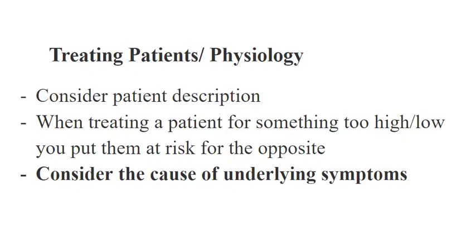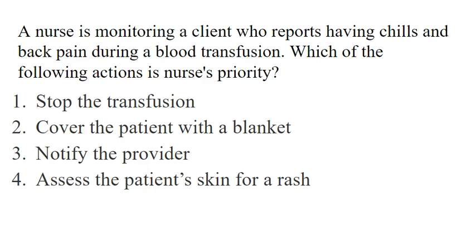Consider the cause of underlying symptoms. A nurse is monitoring a client who reports having chills and back pain during a blood transfusion. Which of the following actions is the nurse's priority? So we have to think about a blood transfusion and what kind of symptoms could happen. And of course, we could be having a transfusion reaction is what they're describing with chills and back pain. And then I have to base my answer choice on what I would do if my patient was having a transfusion reaction. So those are the symptoms being described. How would I intervene based on those descriptions? Okay.